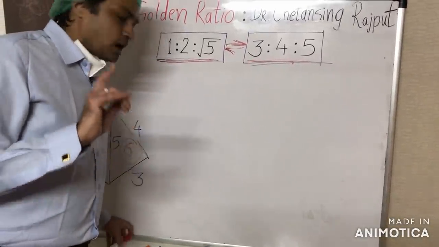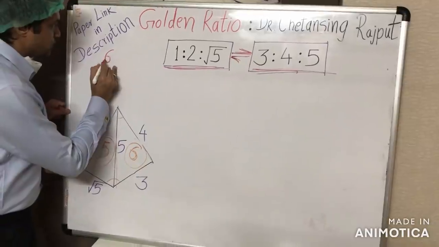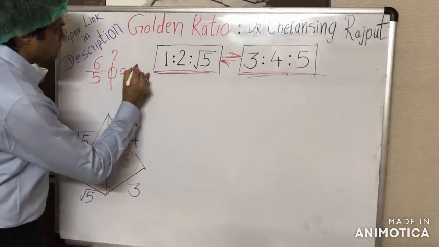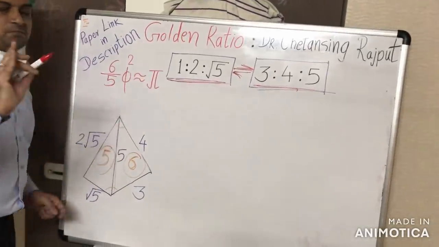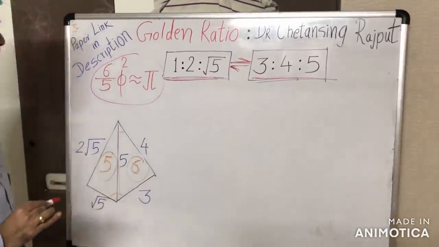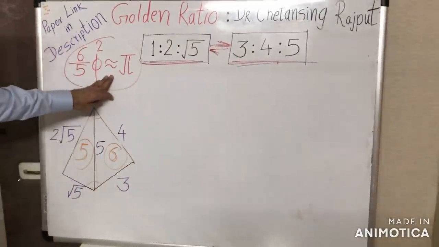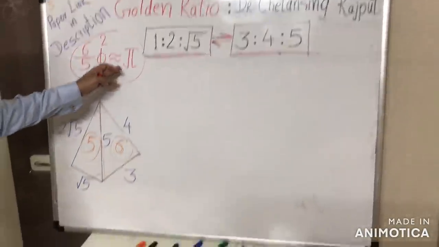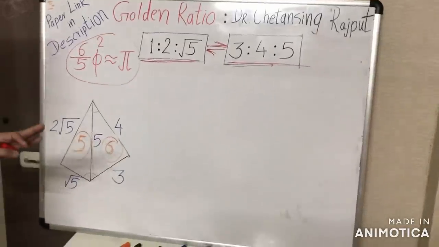Now, you must have heard about a fluky equation like 6/5 phi square approximately equals the value of pi. This is an imprecise equation, or you can call it a coincidental equation. If you search on Google for pi phi correlation, you will get equations like this: 6/5 phi square approximately equals the value of pi. This is fluky, this is an incorrect equation.